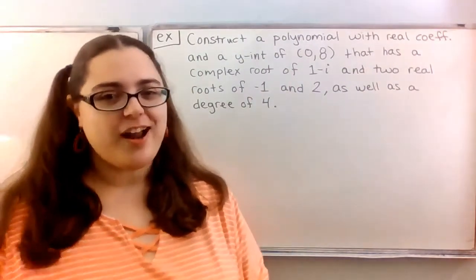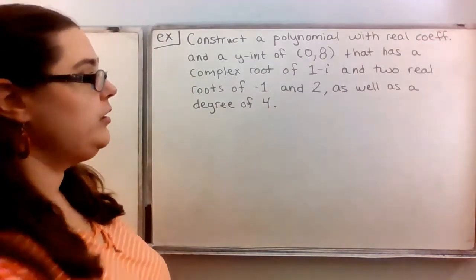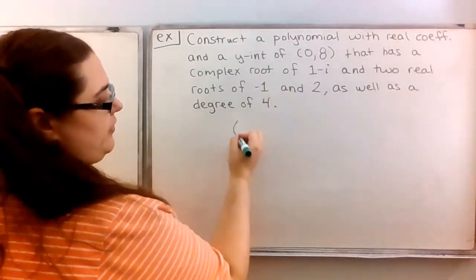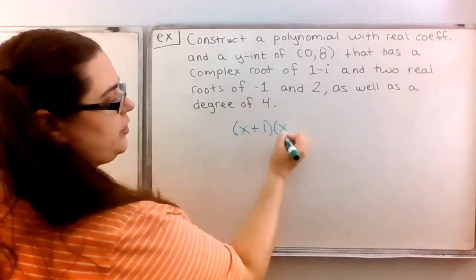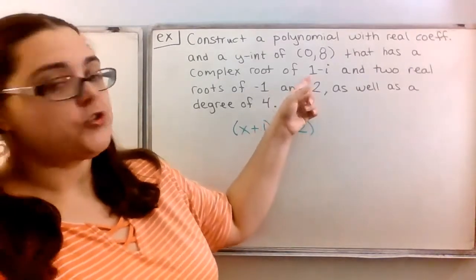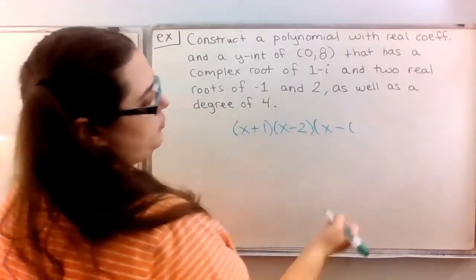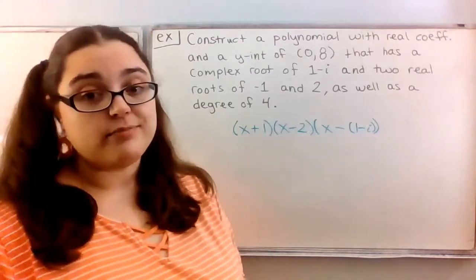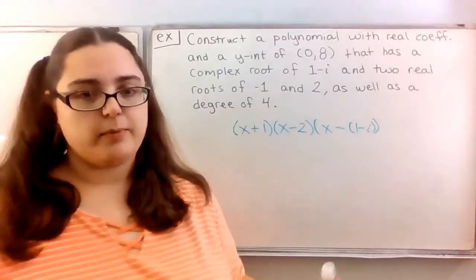So as before, I'm going to start out with the roots leading to the factors that I'm going to have. For this one, we have 2 real roots of -1 and 2. So a root of -1 means I'm going to have a factor of x plus 1. And a root of 2 means I'm going to have a factor of x minus 2. Now we also have a complex root, so I'm going to have to subtract that as well. So I have x minus, and in parentheses, 1 minus i, because I want to make sure I don't forget any distributing that may need to happen.